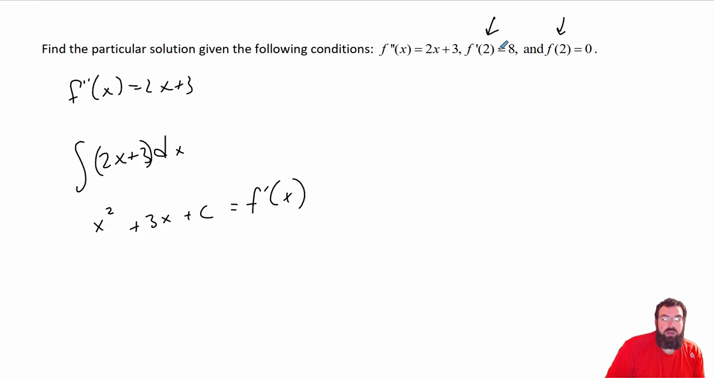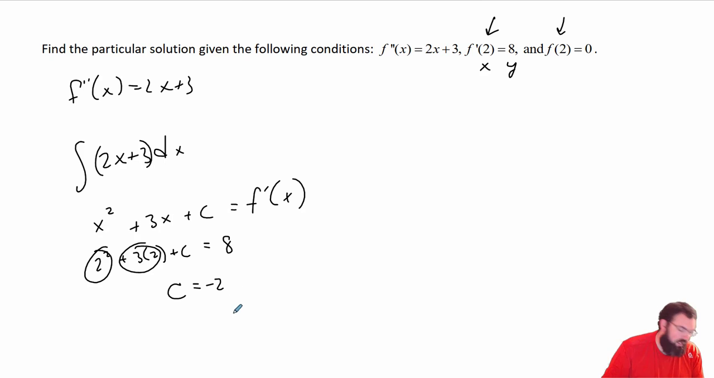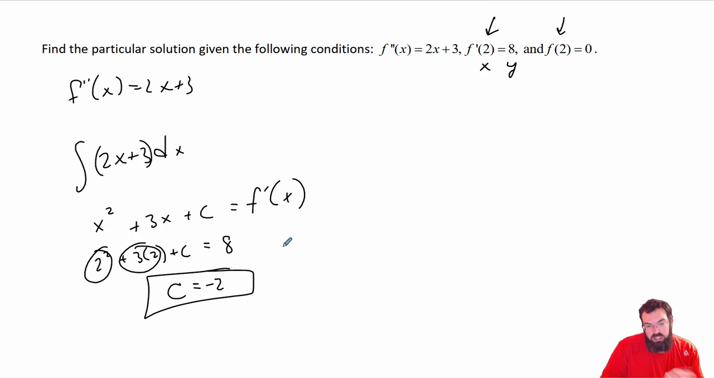Now I know that f prime of 2, so x is 2 and y is 8, I can plug that in. So this is 2 squared plus 3 times 2 plus c is equal to 8. Now I'm going to solve for c. So that's 4 plus 6 is 10, so c should be negative 2 if I did my math right. That is true. Then we know that f prime of x is equal to x squared plus 3x minus 2.